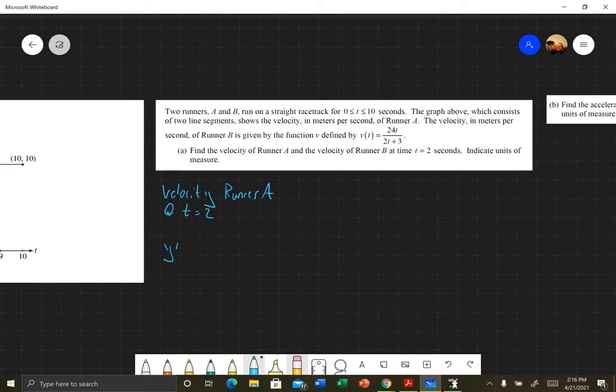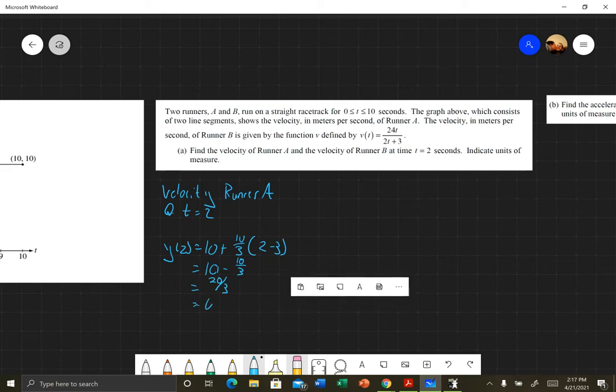So I'm going to say y of 2 equals 10 plus 10 thirds times 2 minus 3. And this is going to equal, well, 2 minus 3, that's going to be negative 1. Negative 1 times 10 thirds, so this is actually going to be a minus. So this is 10 minus 10 thirds, which equals 20 over 3, or if I was using my calculator, 6.666 meters per second. Okay, so there's my velocity for runner A. Now I've got to do my velocity for runner B.